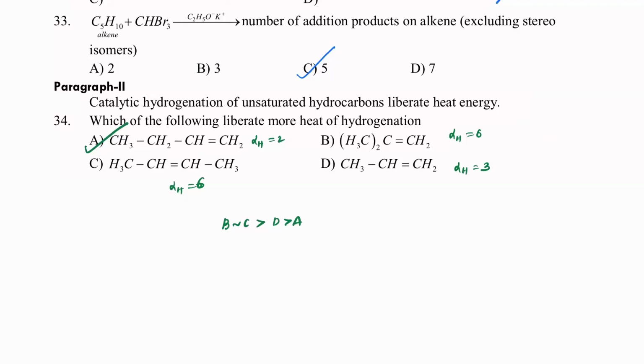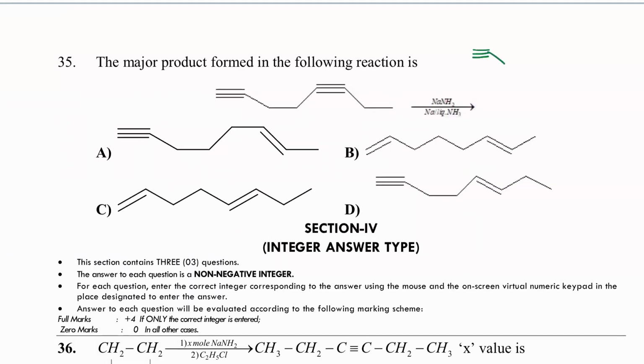Discussed a similar question. Okay. So here we will get a trans form like this. Correct. So this is the ethyl you need to write, which is option D.